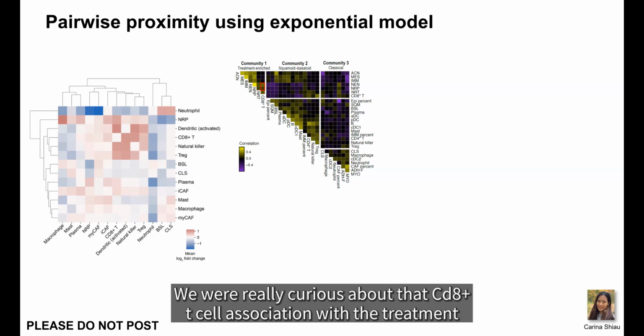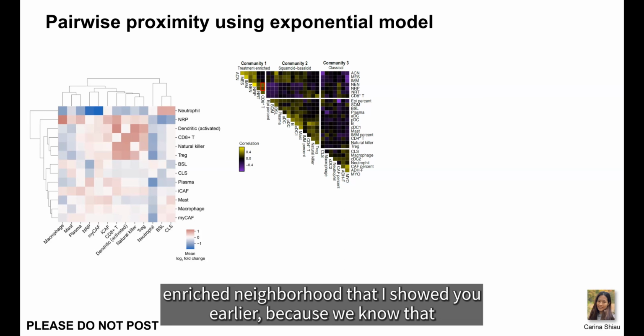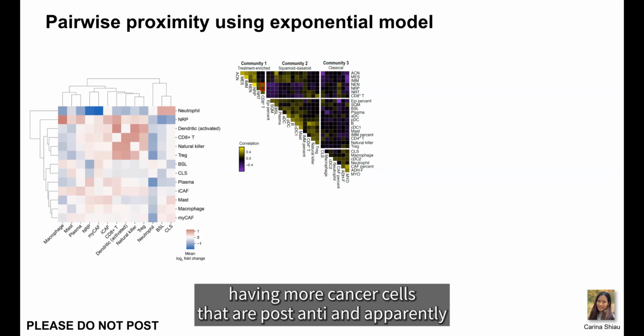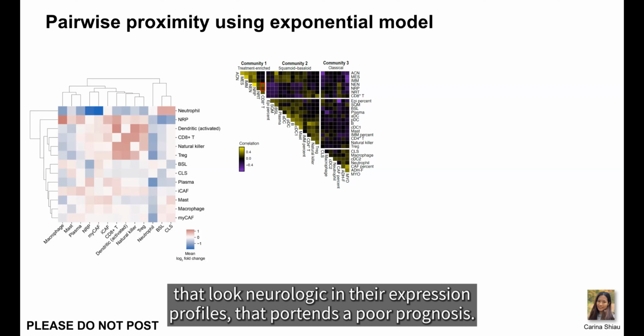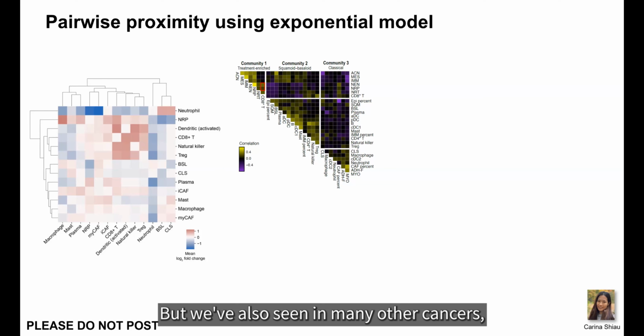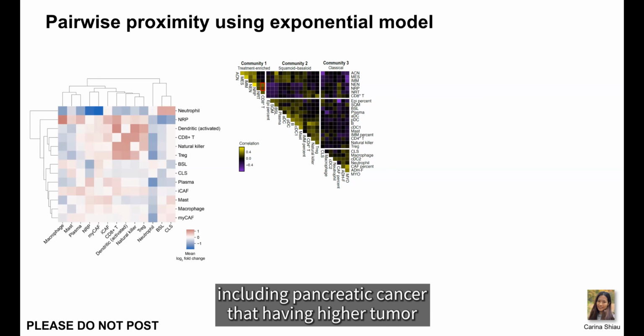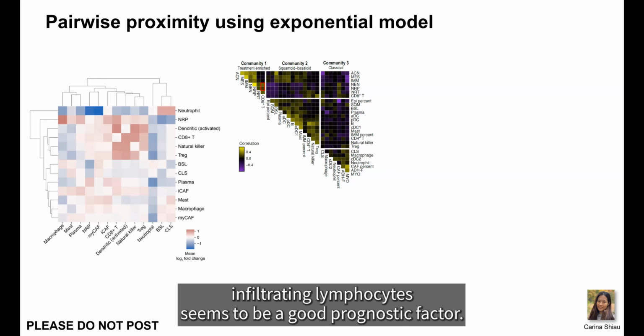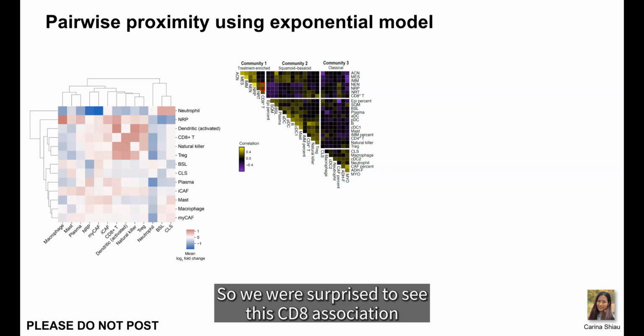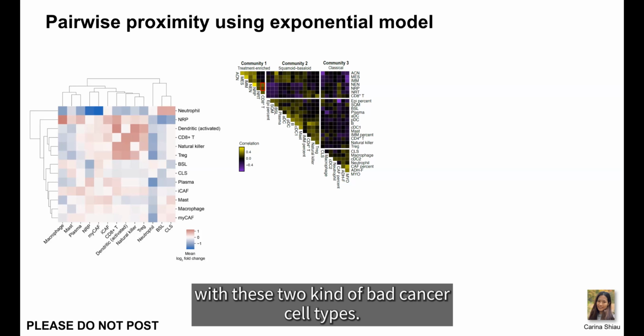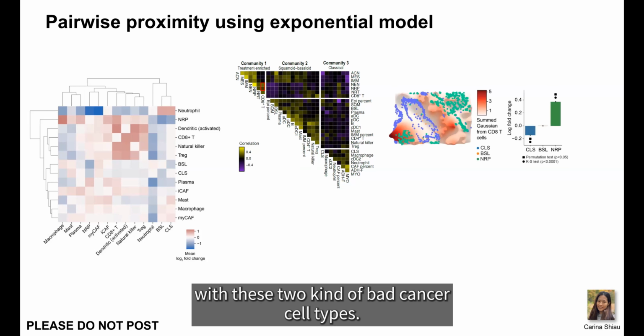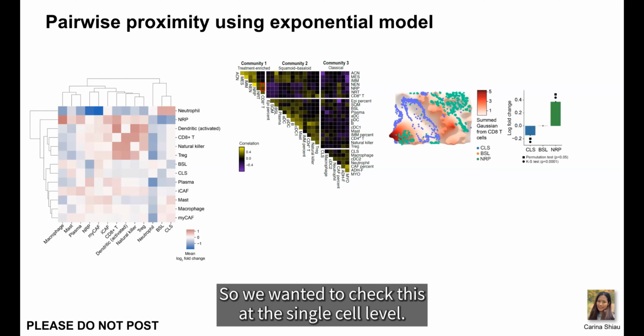We were really curious about that CD8 T cell association with the treatment-enriched neighborhood that I showed you earlier, because we know that having more cancer cells that are post-EMT and that look neuro-like in their expression profiles portends a poor prognosis. But we've also seen in many other cancers, including pancreatic cancer, that having higher tumor-infiltrating lymphocytes seems to be a good prognostic factor. So we were surprised to see the CD8 association with these two kind of bad cancer cell types. So we wanted to check this at the single cell level, right?